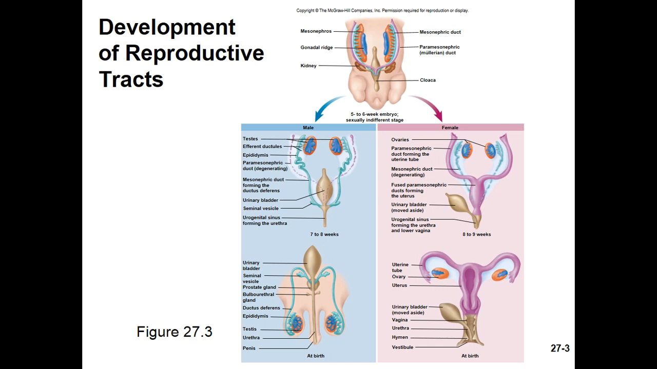tons of genetic switches to turn things off, preventing the development of the female parts and promoting the development of these turquoise tubes, which become the epididymis, the vas deferens, the seminal vesicles. These are all important structures and glands that produce semen, or they will after puberty.